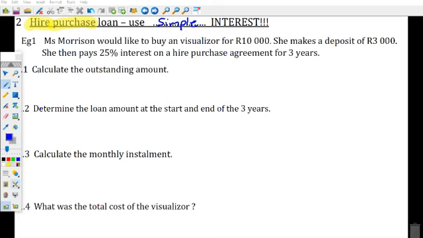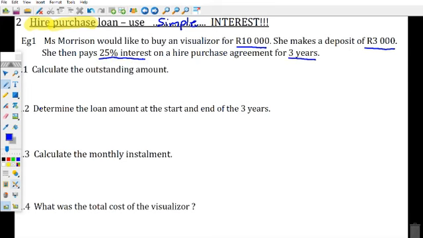So let's look at this. Calculate: Miss Morrison would like to buy a visualizer for 10,000 Rand. That's very expensive for one of these old ones. She makes a deposit of 3,000 Rand. She then pays 25% interest, that's a lot, on a hire purchase agreement for 3 years.